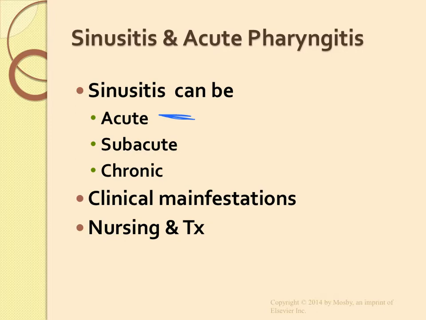Subacute symptoms will last 4 to 12 weeks. And then when we have chronic, it lasts longer than 12 weeks, and it's usually associated with nasal polyps. This one's difficult to diagnose. Typically there's no fever, no pain, no purulent drainage with chronic, but they may have face and dental pain.